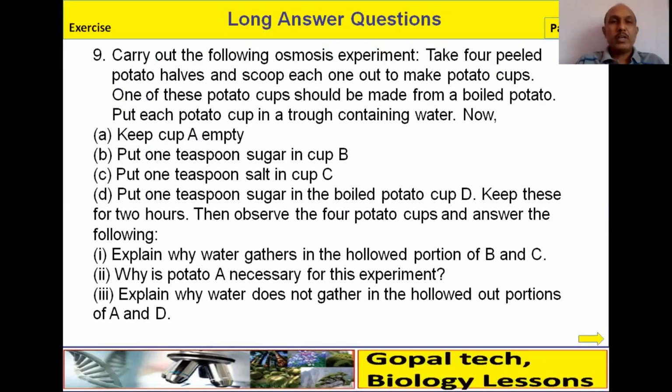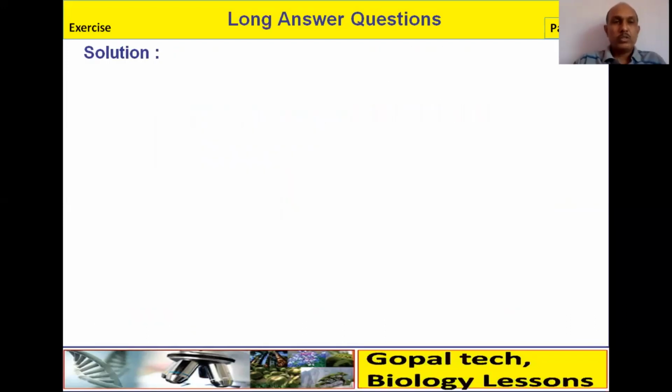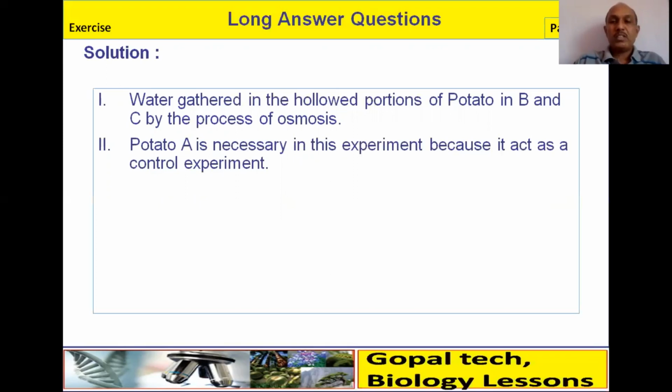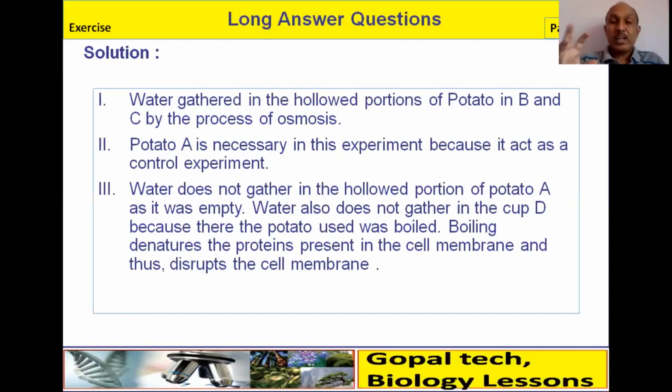एक क्वेश्चन है वहां पे, carry out the following osmosis experiment, take a peeled potato halves, ये पढ़ेंगे and see that answer, 9th वाला. Okay, solution. Water gathered in the hollowed portion of a potato in B and C by the process of osmosis. Potato A is necessary in this experiment because it acts as a control experiment. Water does not gather in hollowed portion of potato A because it is empty, no concentration.